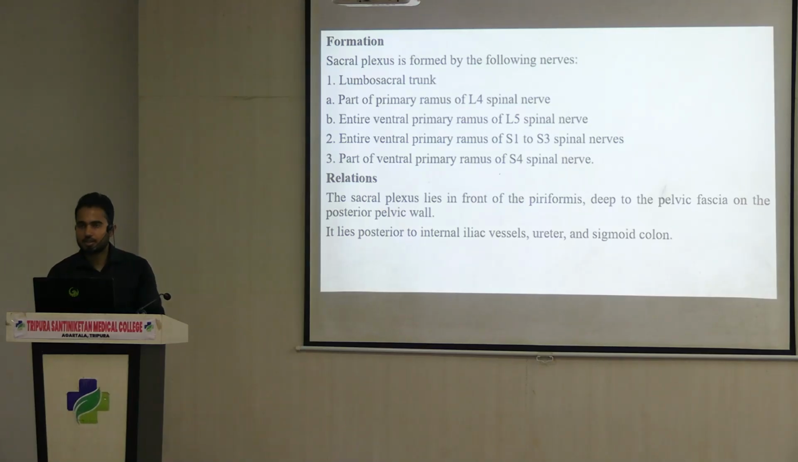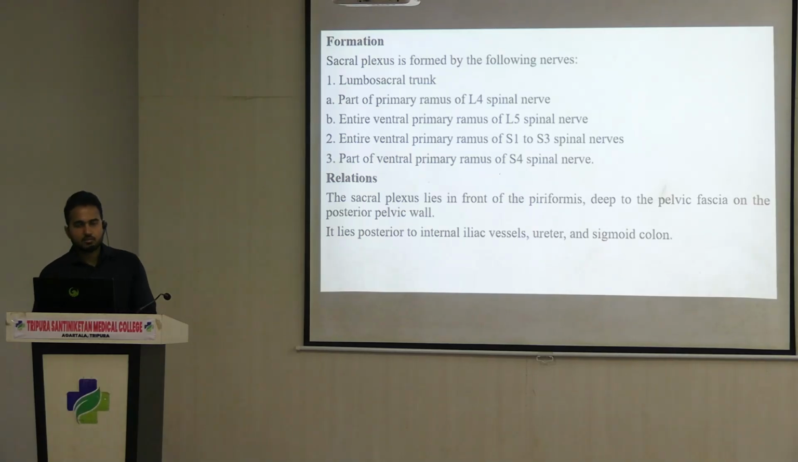First of all, the lumbosacral trunk, the entire lumbosacral trunk, as we have seen, is extending downwards. Then part of the ventral rami of L4, then the entire ventral rami of L5, the entire ventral rami of S1 to S3, and part of the ventral rami of S4 spinal nerve. Okay, these are the contributions from the various segments of the spinal cord to form the sacral plexus.